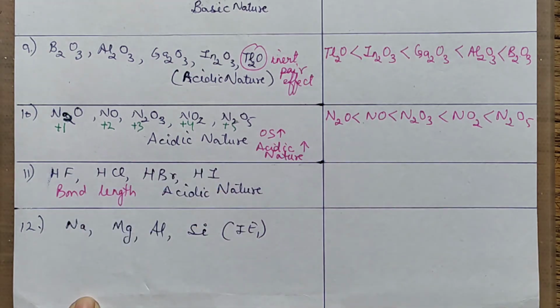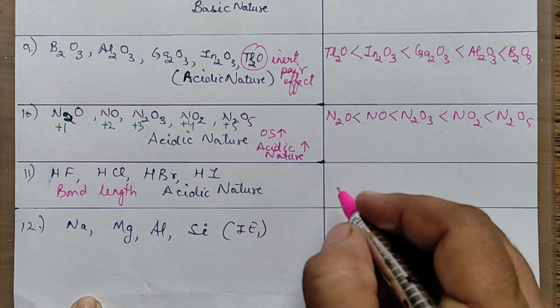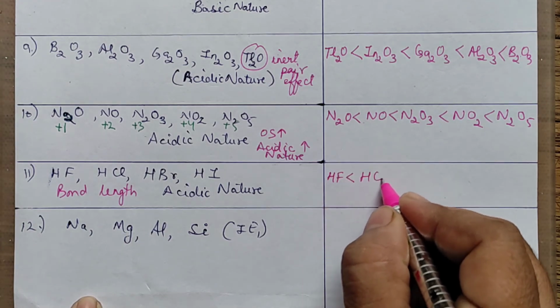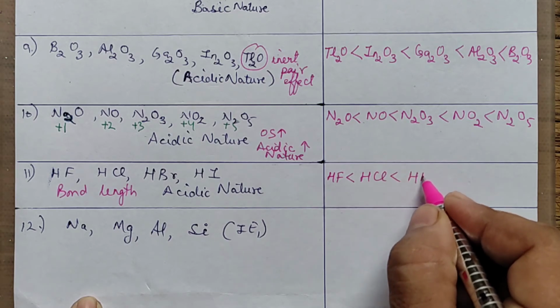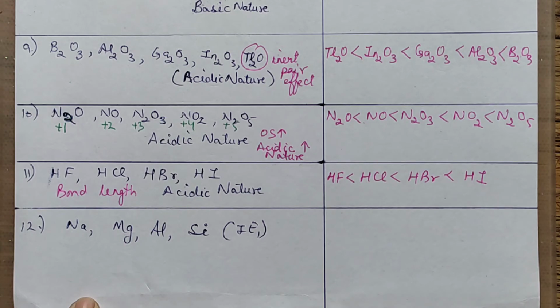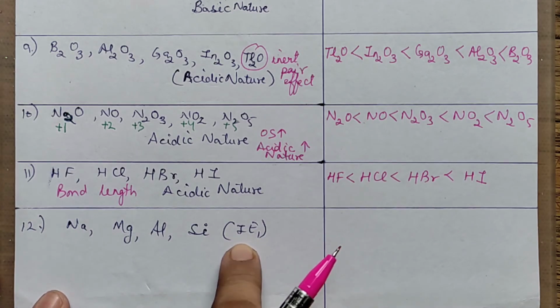So obviously the one that is able to liberate H plus readily is a stronger acid. So you will have HF the least, then you have HCl, then HBr, and the strongest is HI, the strongest acid. Okay. Now the next one is first ionization enthalpy.